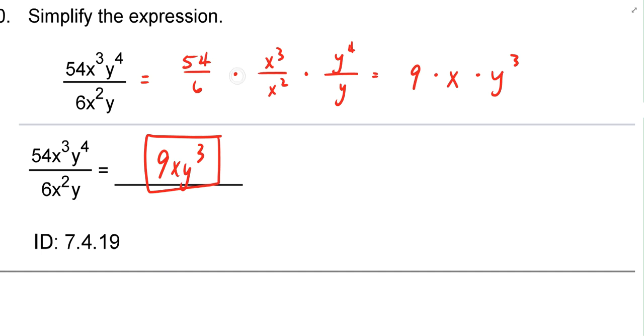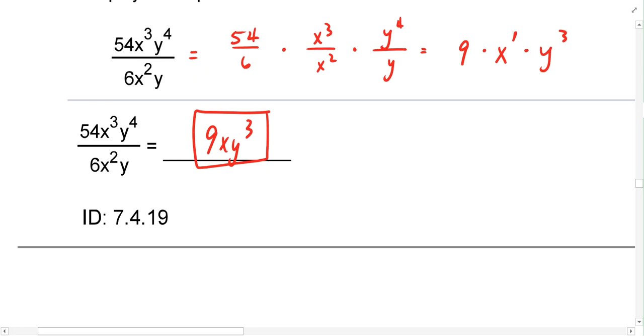After separating into three fractions that multiply together, I recognize that 54 divided by 6, or 54 over 6, reduces to 9 over 1, or just the number 9. X cubed divided by x squared, when we subtract the exponents, leaves us with x to the first power. And y to the fourth divided by y leaves us with y to the third power. It's not necessary that we report x to the first power. We can simply record that as x, and so I like this final answer, 9 times x times y to the third power.